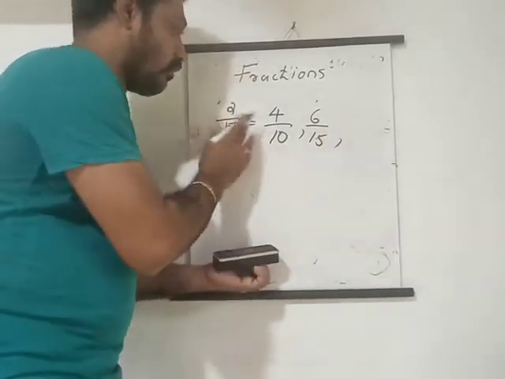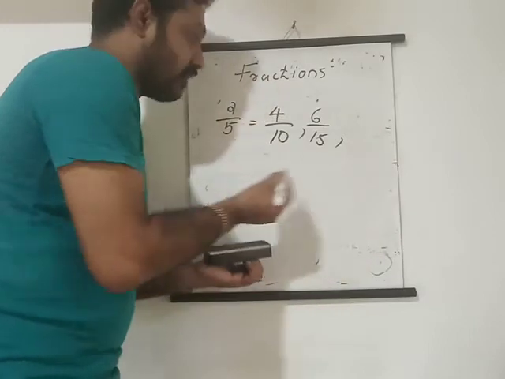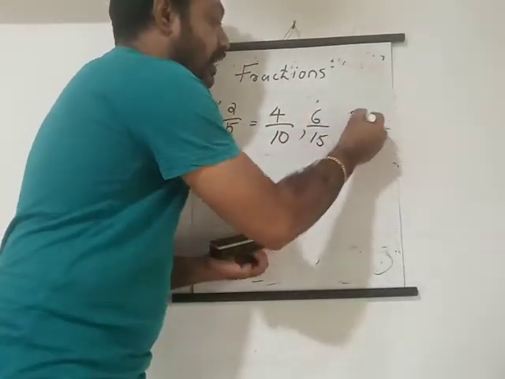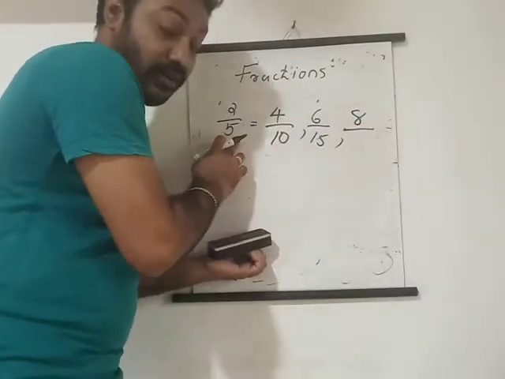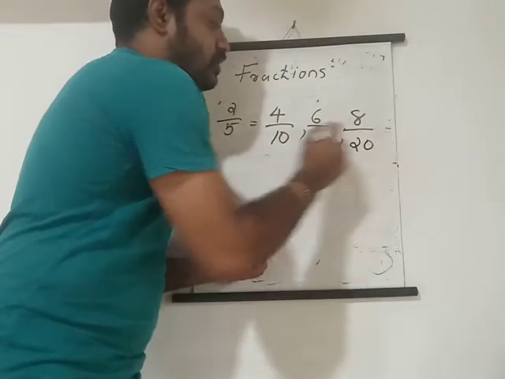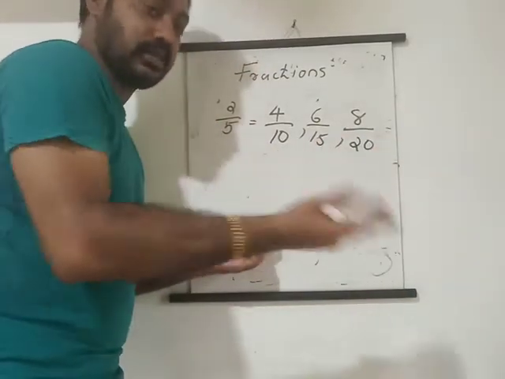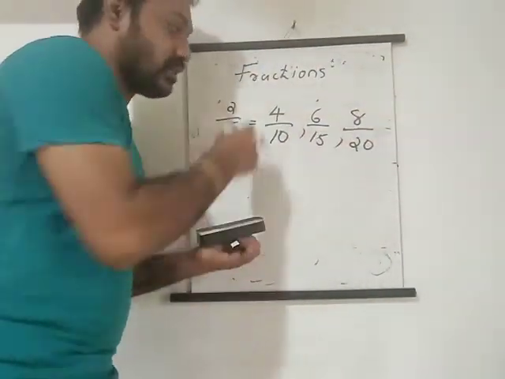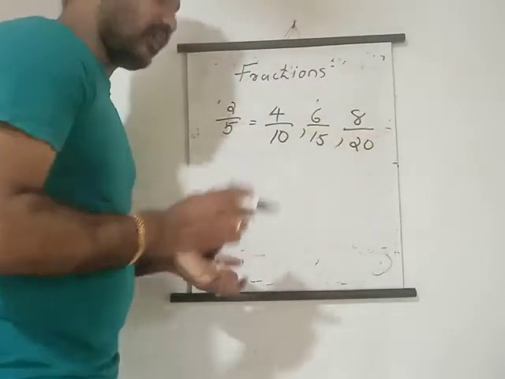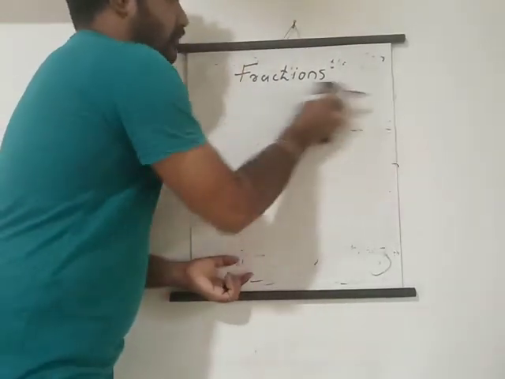Okay, now we multiply with 3. Then we have to take a 4. 2 into 4 is what? 8. Then 5 into 4 is what? 20. So these are the equivalent fractions. You can write 5, 6, 7, 8 like that, you can multiply them. These are equivalent fractions of 2 by 5.